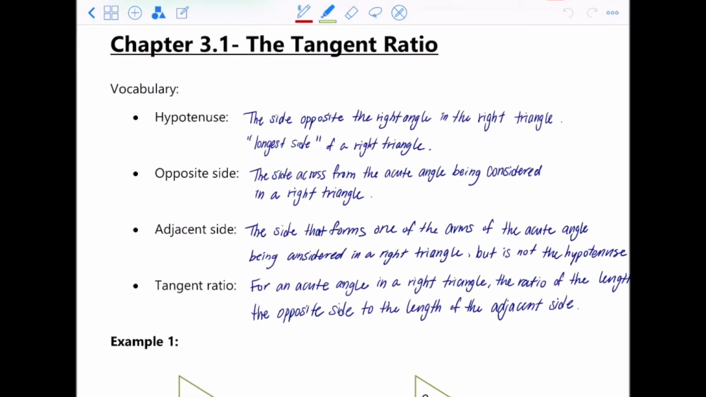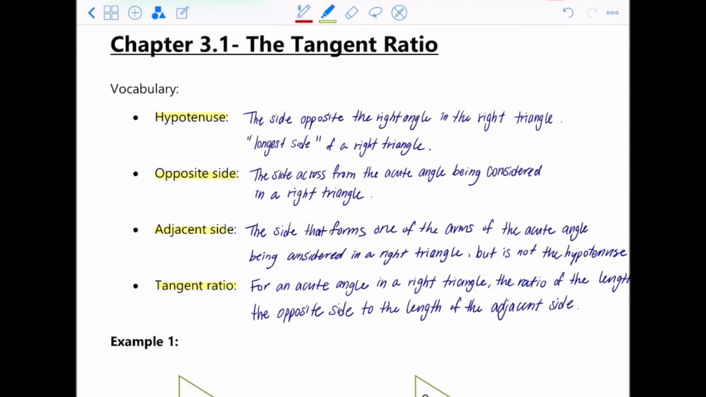Hypotenuse is the side opposite to the right angle in a right triangle, which is the longest side of a right triangle. Opposite side is the side across from the acute angle being considered in a right triangle, and we will definitely go over these with an example and a diagram, so don't worry. Adjacent side is the side that forms one of the arms of the acute angle being considered in the right triangle, but it is not the hypotenuse.